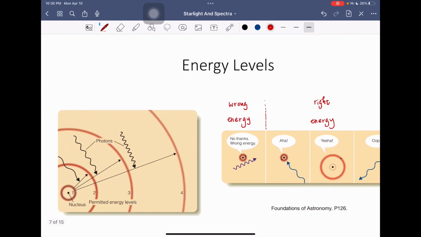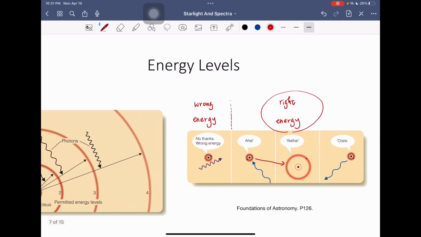Importantly, only the right energy for every transition can make the electrons leave the original orbit to another orbit. So if the light has the wrong energy, it will only pass through the atoms and not interact with the atom.